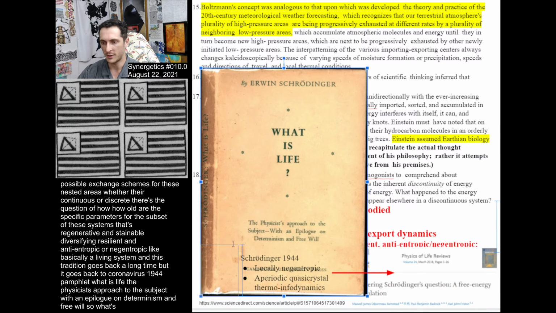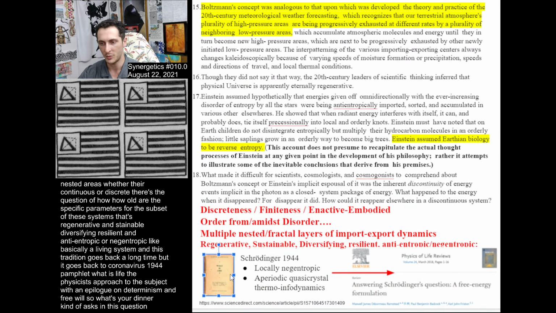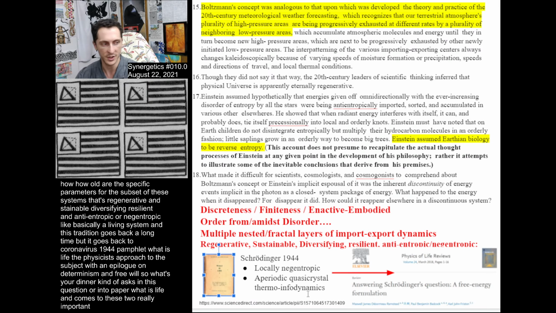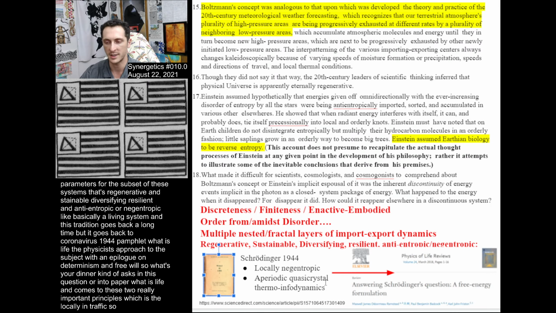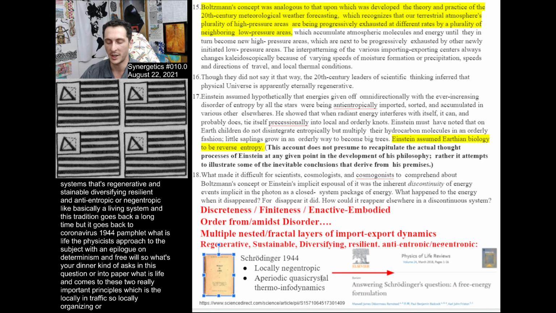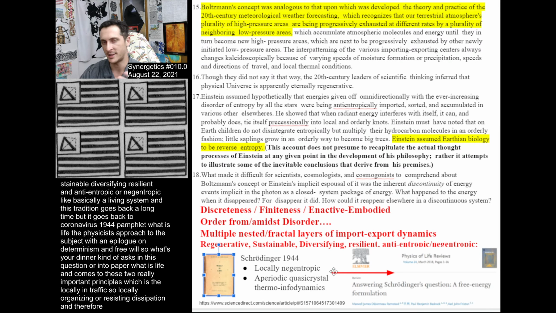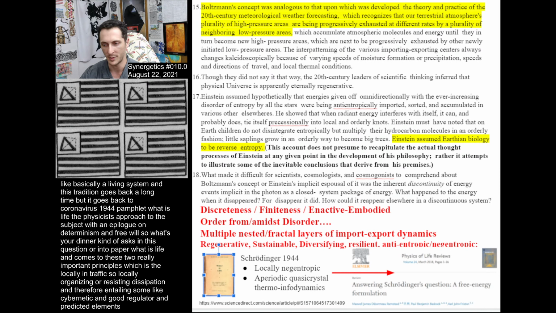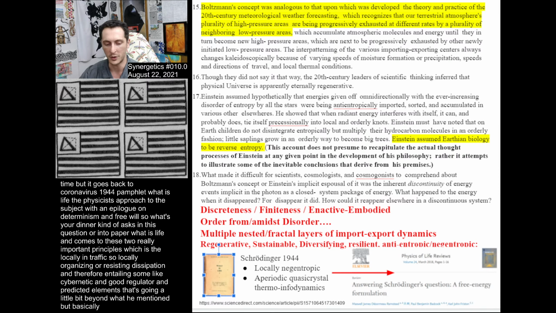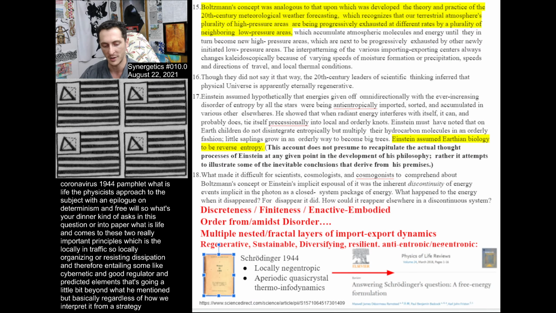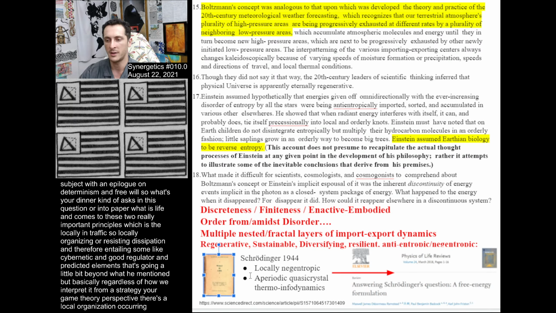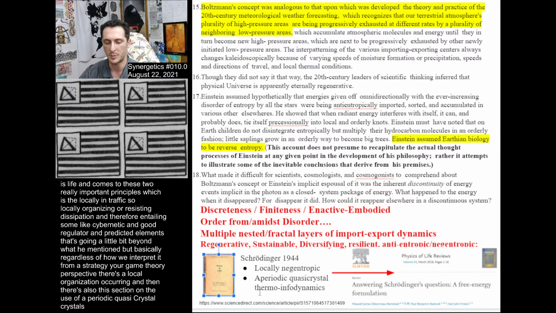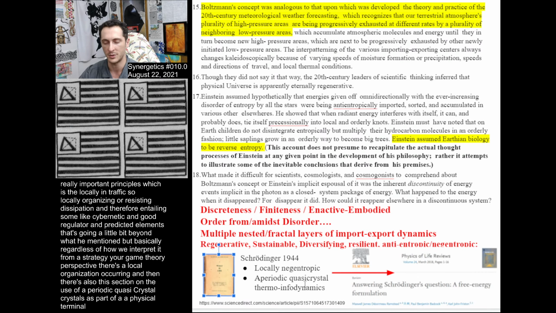So what Schrodinger kind of asks in this question-oriented paper, What is Life? And comes to these two really important principles, which is the locally negentropic, so locally organizing or resisting dissipation, and therefore entailing some like cybernetic and good regulator and predictive elements. That's going a little bit beyond what he mentioned, but basically, regardless of how we interpret it from a strategy or game theory perspective, there's a local organization occurring. And then there's also this section on the use of aperiodic quasi-crystals as part of a physical, thermal, and informational maintenance scheme.